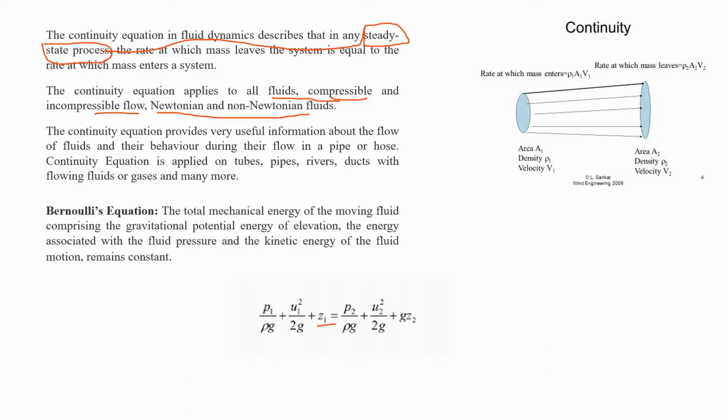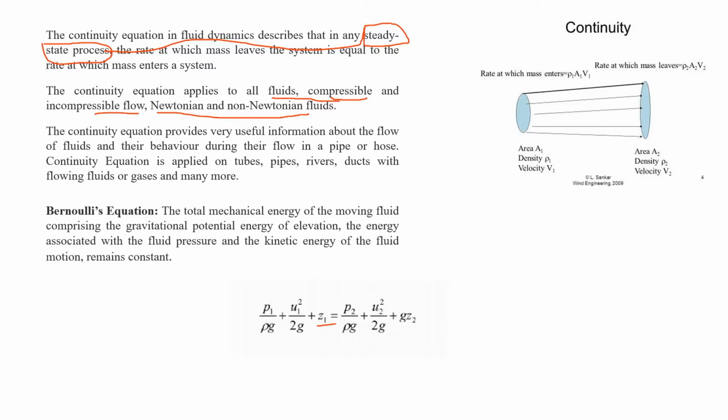So we all know that the continuity equation is derived such that whatever the inlet area, density and velocity, the product would always be equal to the area, density and velocity at the outlet, right? That is, the rate at which the mass enters would always be equal to the rate at which the mass leaves. One thing you must remember is that the continuity equation applies to all kinds of fluids, compressible and incompressible, Newtonian or non-Newtonian.